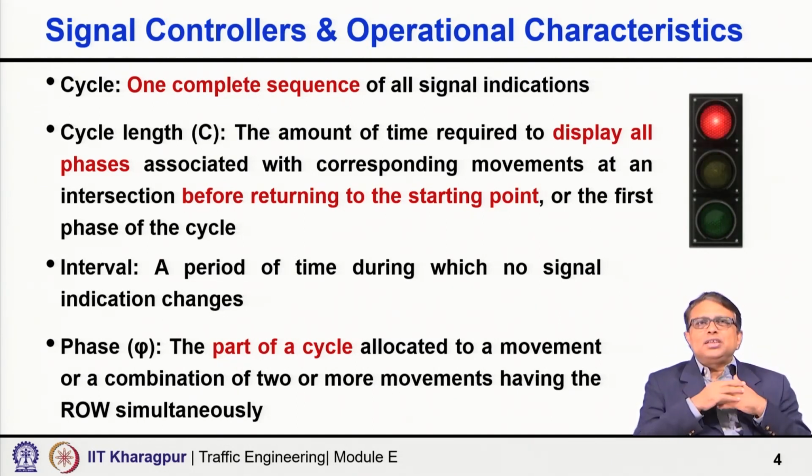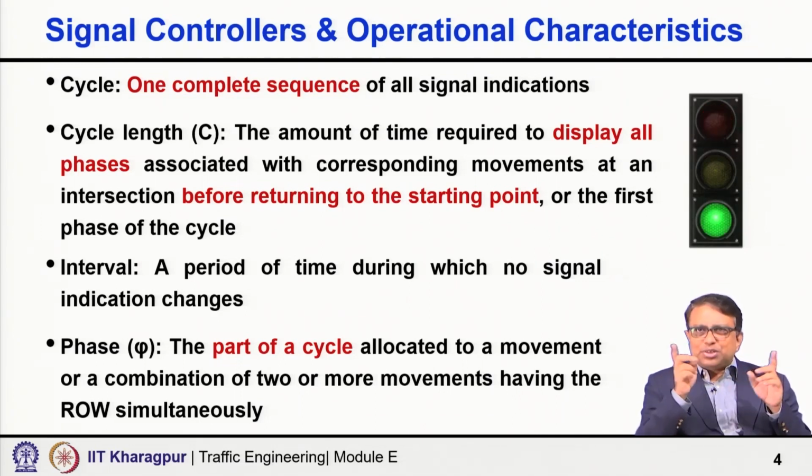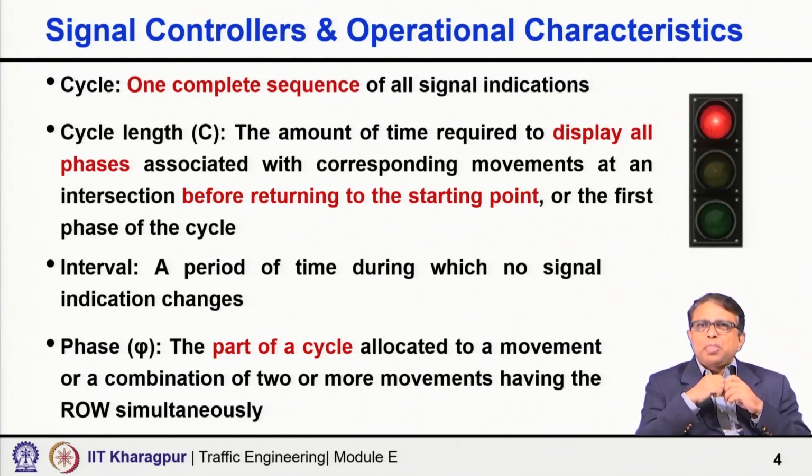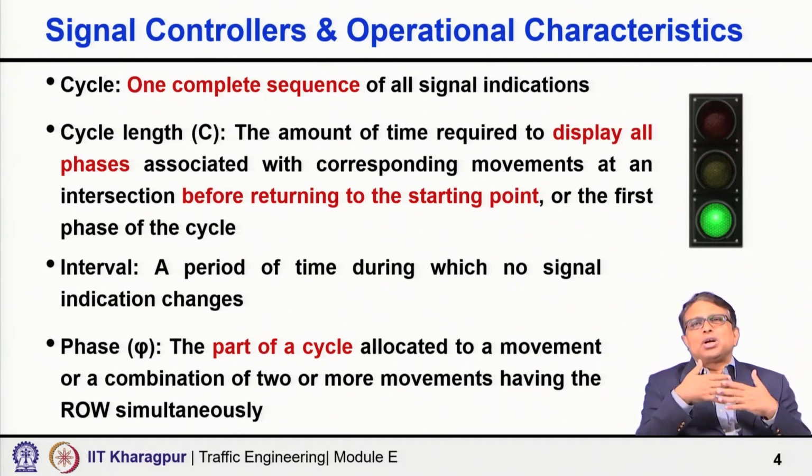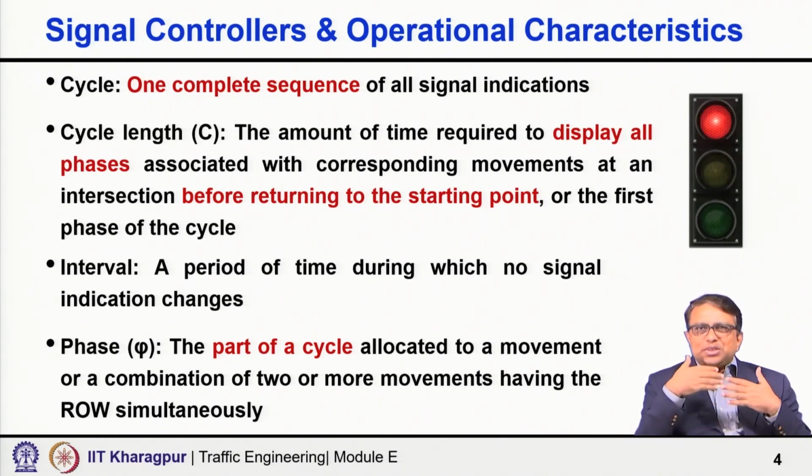And what then is an interval? Interval is a period of time during which no signal indication changes. That means, you are giving some time for the north-south movements. During that time the signal is always green for north-south and red for east-west. That time duration is called a time interval. Similarly, when you stop north-south, you allow east-west movements to occur with green indication. That green remains for some time, during which the signal indications are not changing. So, that is again called an interval.